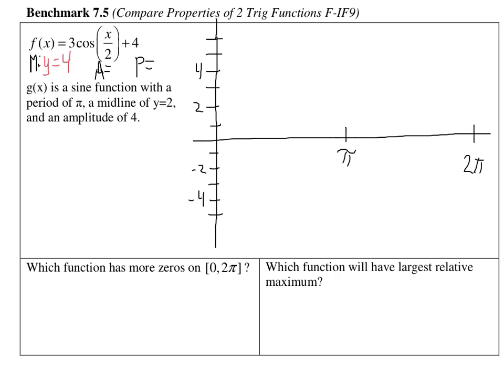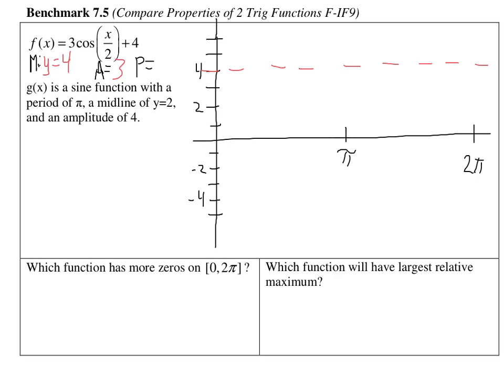And then you go over here and you put a midline of y equals 4. And then your amplitude. You should know by now that the top number right there is your amplitude. If it was negative, you'd flip it. This one's not negative. So your amplitude is 3.